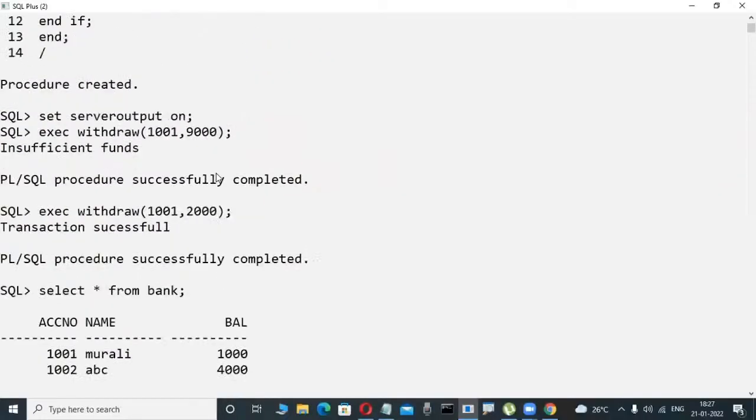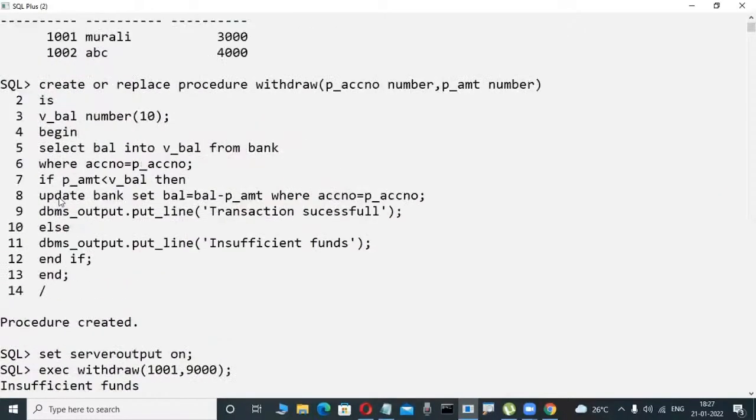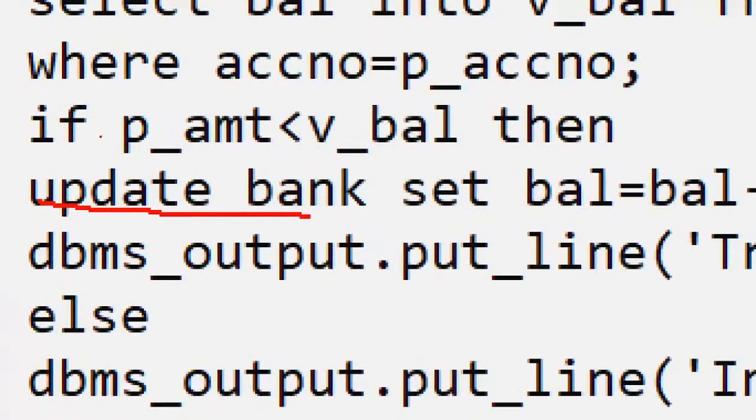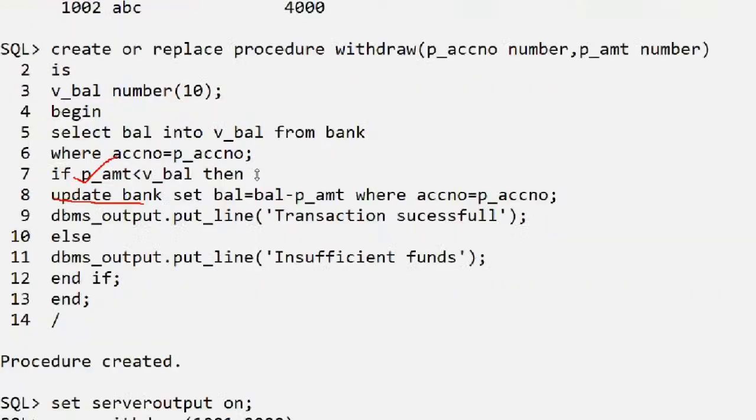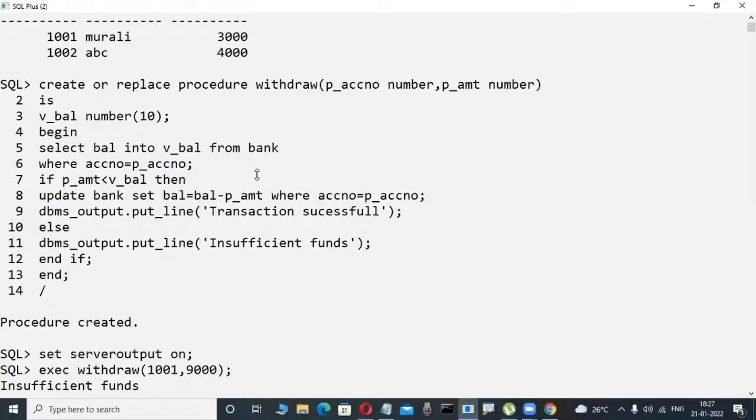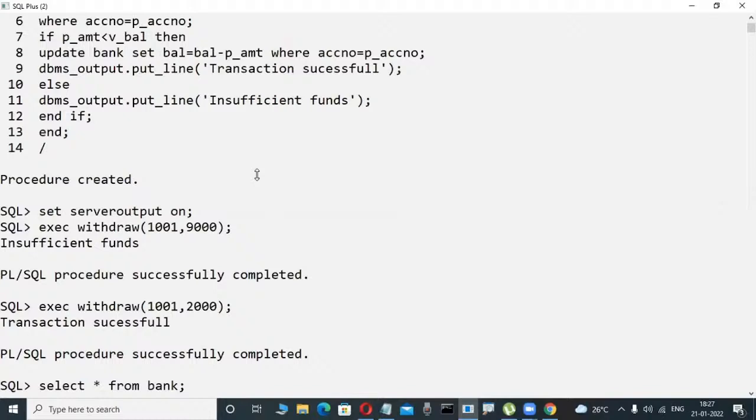You are a programmer writing code with an update. Update is an SQL command only. The if condition is a PLSQL command. That's why you need to be good at some language knowledge. With this type of PLSQL coding knowledge, you can write real-time applications, OTP validations, bus ticket reservation, anything. So many applications are there, but a little bit of knowledge is required.